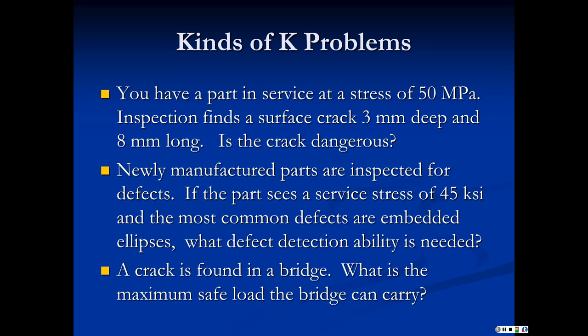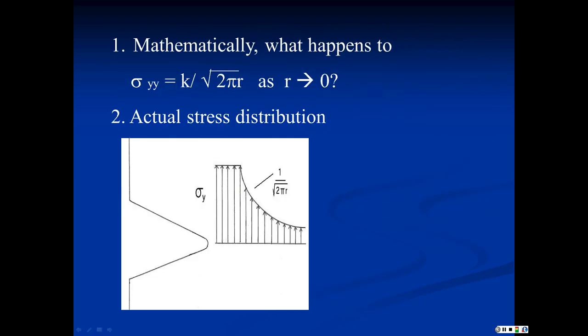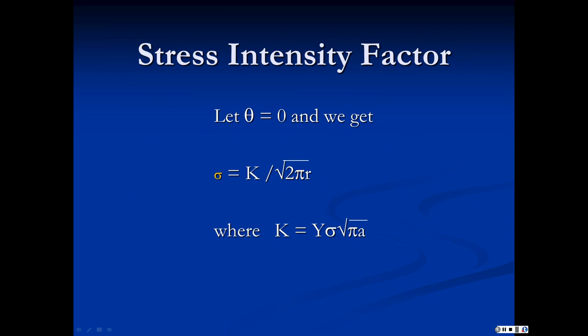So if you go back to the equation, basically the problems work out to be K equals Y sigma square root of pi a. You either are going to calculate the applied K based on a crack length and an applied stress and compare that to the material property, or you're going to have a material property and a known crack and solve for allowable stress, or you're going to have a material property and an applied stress and solve for an allowable crack length. You're going to work with this very simple equation over and over again, just solving for the thing you don't know.